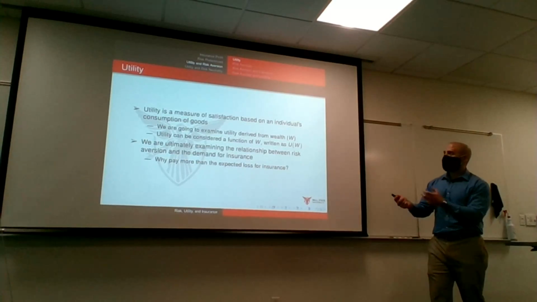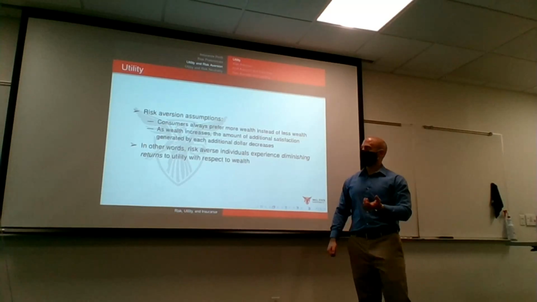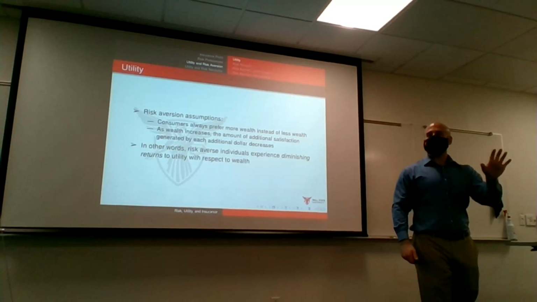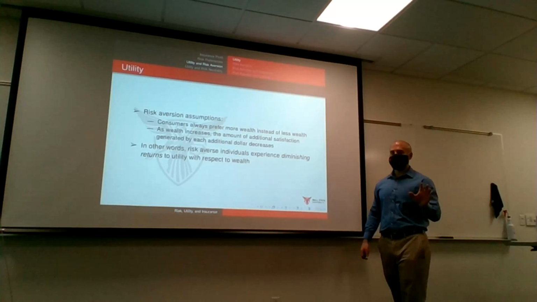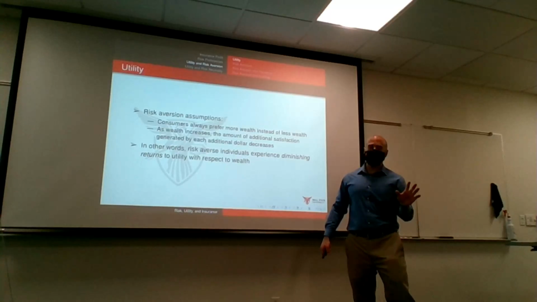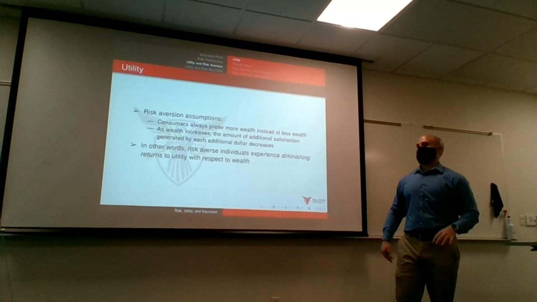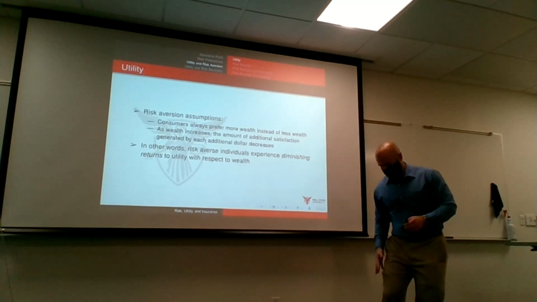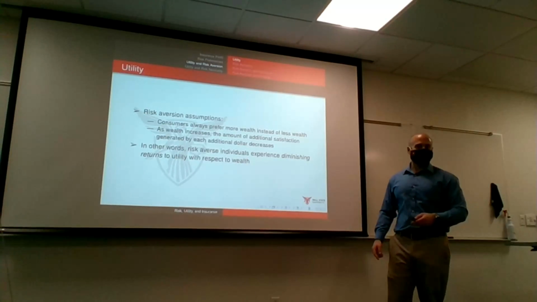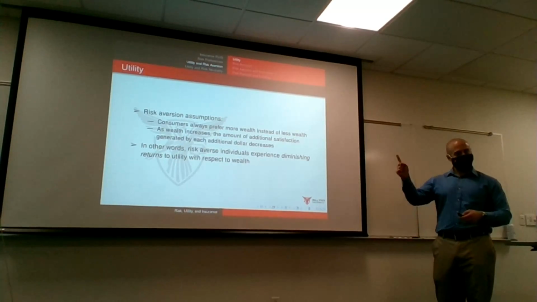Now, we can use utility to map out a risk-averse individual. So what do we assume about someone who is risk-averse? First, if they're a risk-averse consumer or individual, they will always take an extra dollar. If there's zero transaction cost, someone can snap their fingers and there's another dollar in my pocket. They will take it. Most consumers will do this, whether they're risk neutral or risk averse. So they'll always prefer more wealth to less.